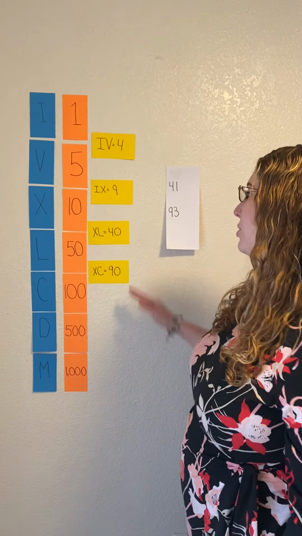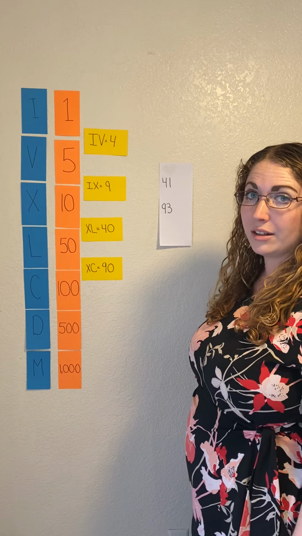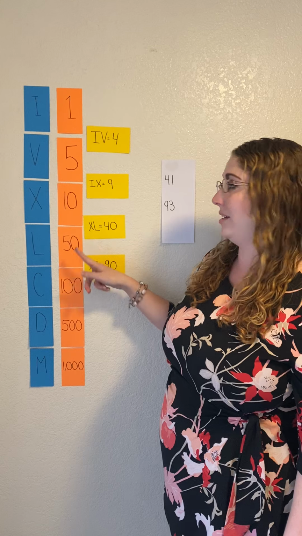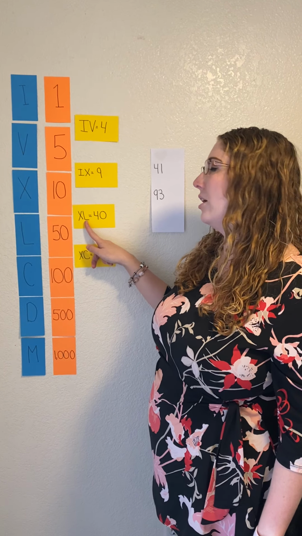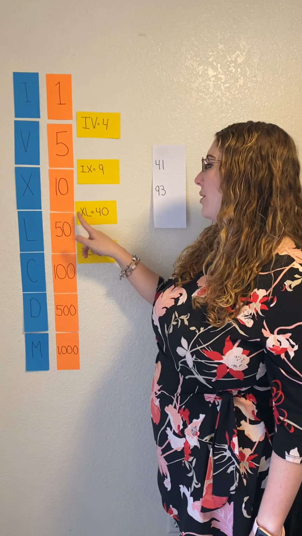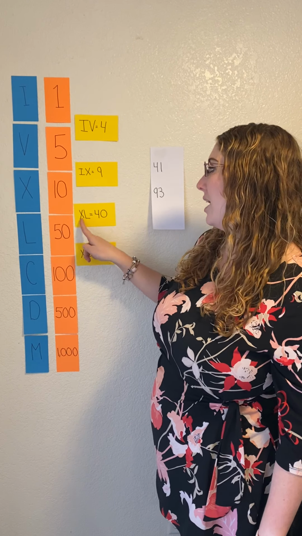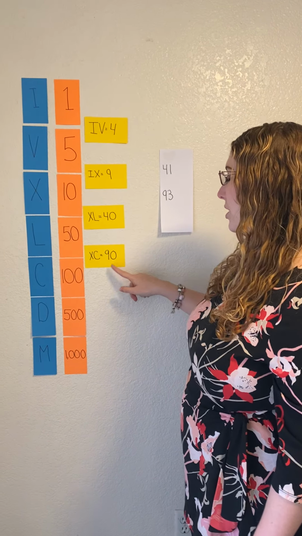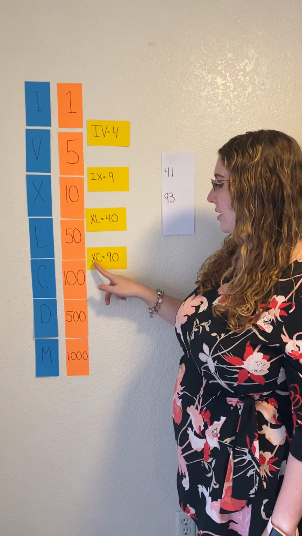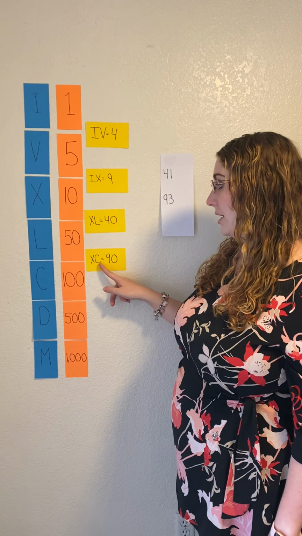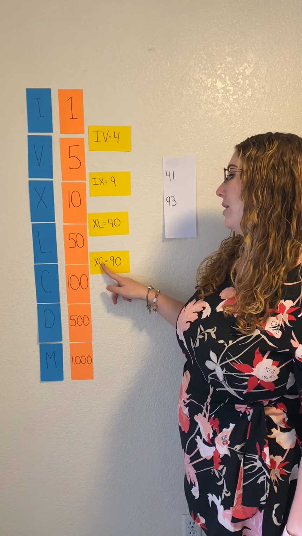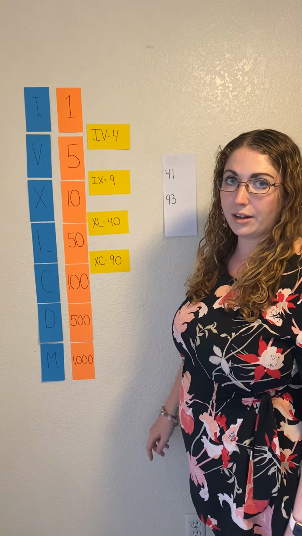The same principle goes with 40 and 90. Here this is telling us X, which is 10. 10 is before the L, which stands for 50. So XL stands for 10 before 50, which would be 40. The next part here, I see XC. We know X is 10, C is 100. That stands for 10 before 100, which would be 90.